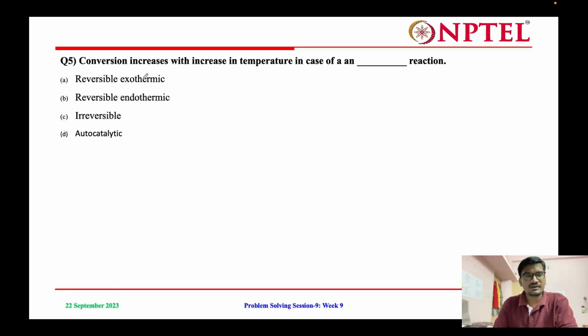Now question 5. Conversion increases with increasing temperature in case of a reaction. So here, conversion increases with increased temperature means reversible endothermic.